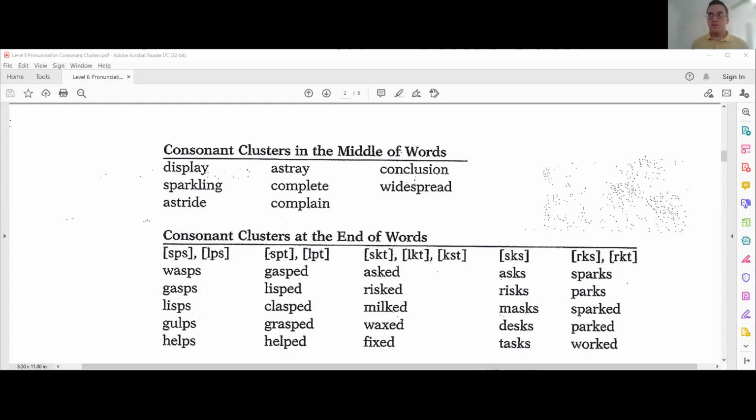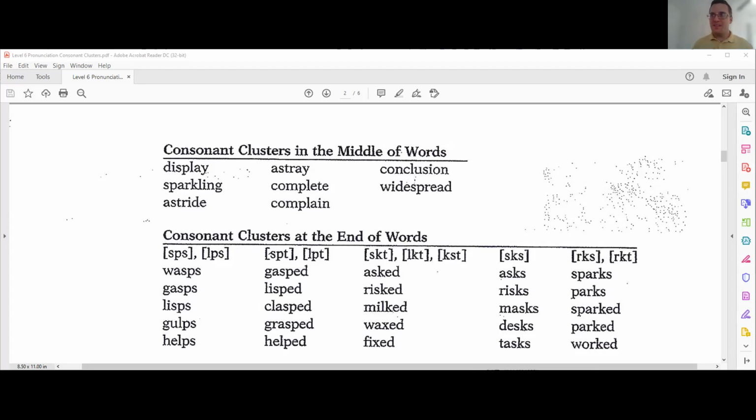Now let's listen to some consonant clusters in the middle of words. Display, sparkling, astride, astray, complete, complain, conclusion, widespread. Pause and practice.